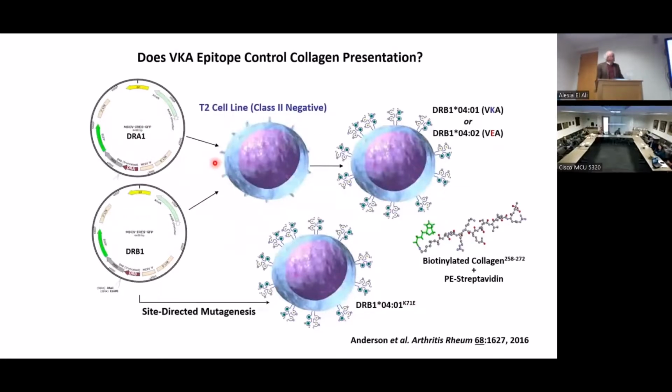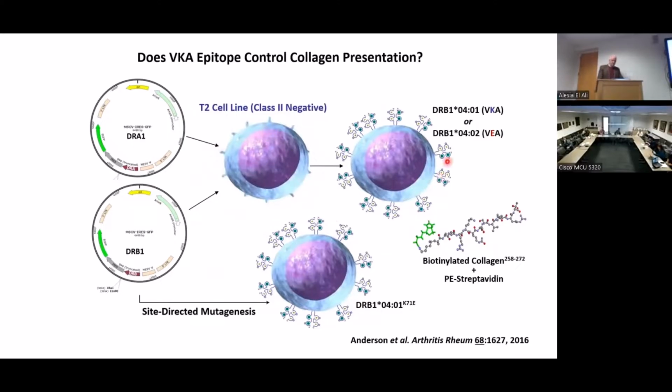So, up until now, we're just talking about association studies, but we don't really have anything mechanistic. So here is the way we analyze this mechanistically, and that is to take a cell line, this T2 cell line, a lymphocyte cell line that does not express any HLA molecules, any class 2 molecules. And we transfect this with the DR alpha and beta chain, so we can put in a single HLA molecule of our choosing that we want to study. In this case, I'm putting in 0401 or 0402, which have the two different epitopes. One is VKA, one is VEA in those three positions that I talked about.